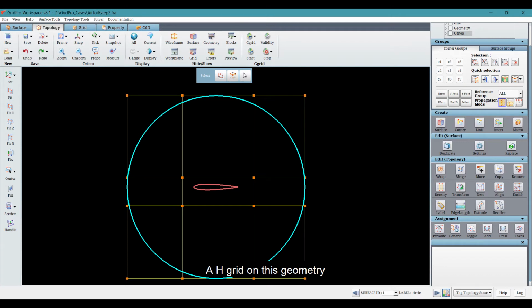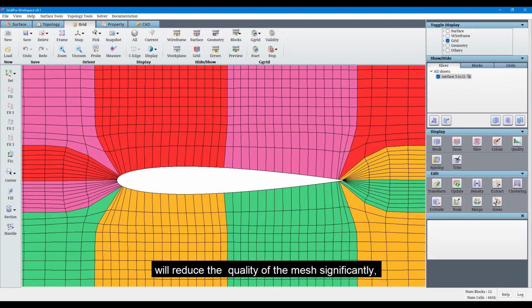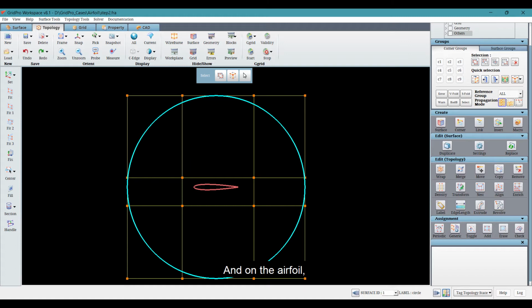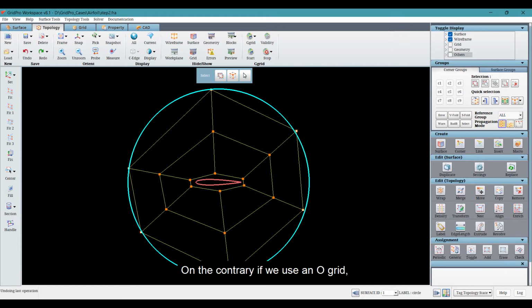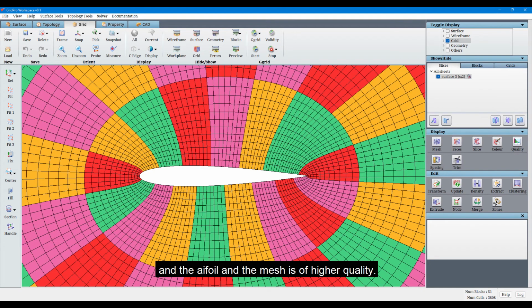An H-grid on this geometry will reduce the quality of the mesh significantly. The skewness values for cells at the far field boundary approach 1. And on the airfoil, the grid lines are not orthogonal. On the contrary, if we use an O-grid, the grid lines are orthogonal on the far field and the airfoil, and the mesh is of higher quality.